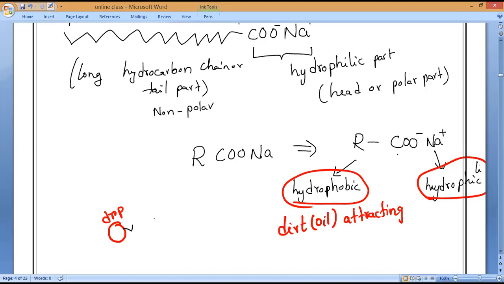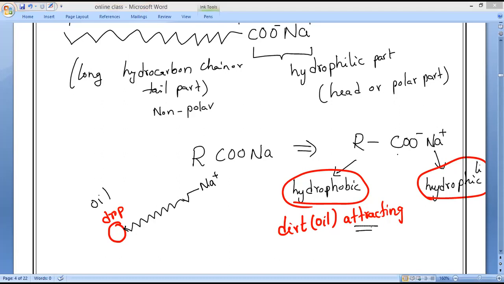Tail. That is what we used to call it. You can notice this is Na plus. This tail part is attracting towards the oil drop because they are similar. Like magnetism in physics, opposite poles always show attraction and same poles show repulsion. So here the hydrophobic part and dirt are attracting each other.